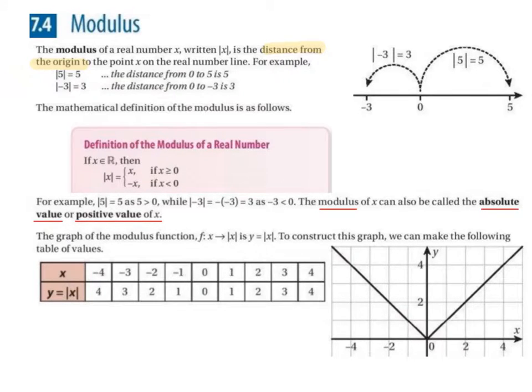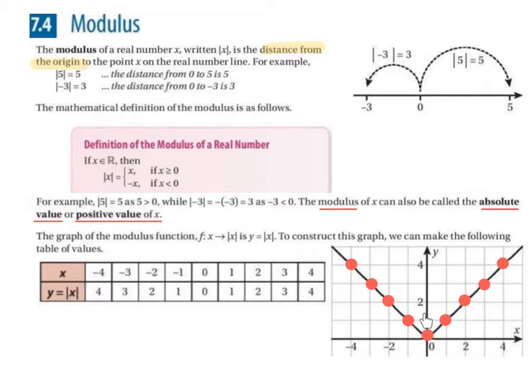Plotting these coordinates on our x and y axis, we have, first of all, minus 4, 4, which is here. Then minus 3, 3, which is here. Minus 2, 2. Then minus 1, 1. And 0, 0. 1, 1. 2, 2. 3, 3. And 4, 4. And obviously we could keep going in either direction.